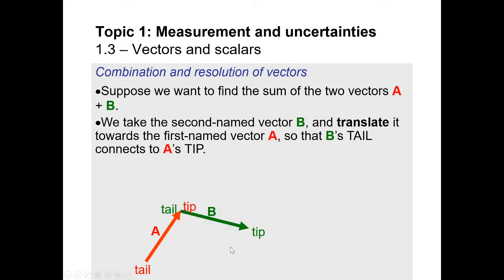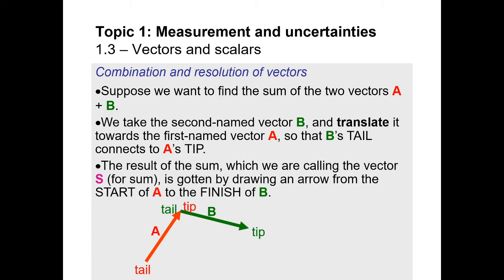Now, you could just as equally move A and attach the tail of A onto the tip of B. There's no problem there. You're going to get the same result. In fact, if you'd like, you can try it after this. You'll see that you'll get the same answer. The reason why you can do A plus B or B plus A is because addition is commutative, and you've known that since you learned about addition.